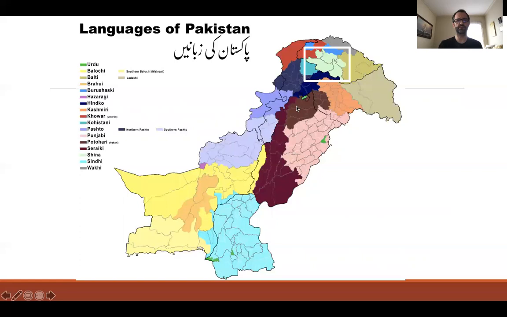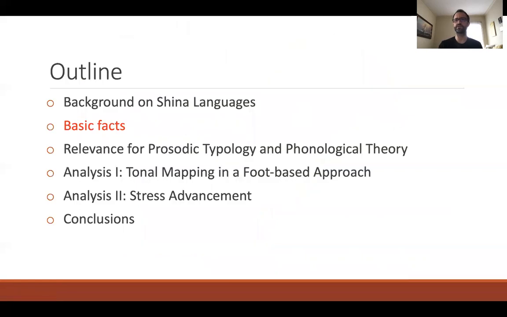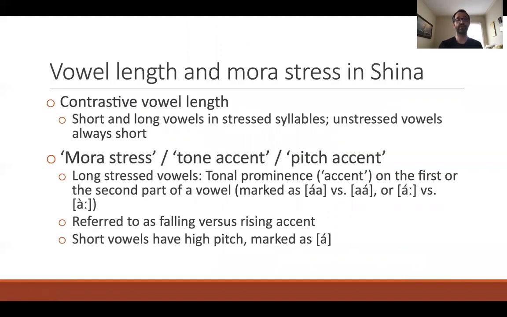And so why is Shina of particular relevance for prosodic typology and phonological theory? Well, two basic things that you have to know: there is contrastive vowel length, so we have short and long vowels in stressed syllables. Unstressed vowels are always short. And then we have what's sometimes referred to as mora stress. You can also refer to it as tonal accent or pitch accent. Larry Hyman has written a lot about this.